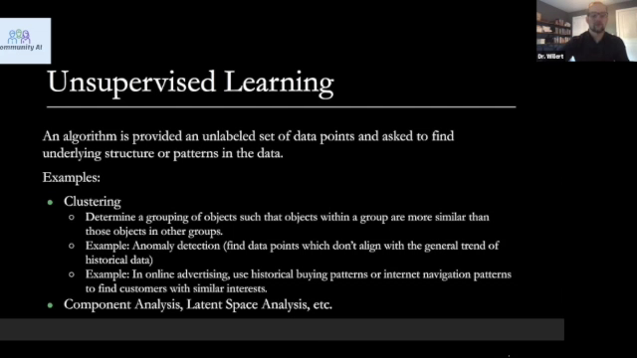There are some other examples here that we won't talk about too much, and they're a little bit more difficult to describe with real world examples, such as component analysis or latent space analysis. But we might use these down the road in terms of learning about our data or pre-processing it before we go into other algorithms.